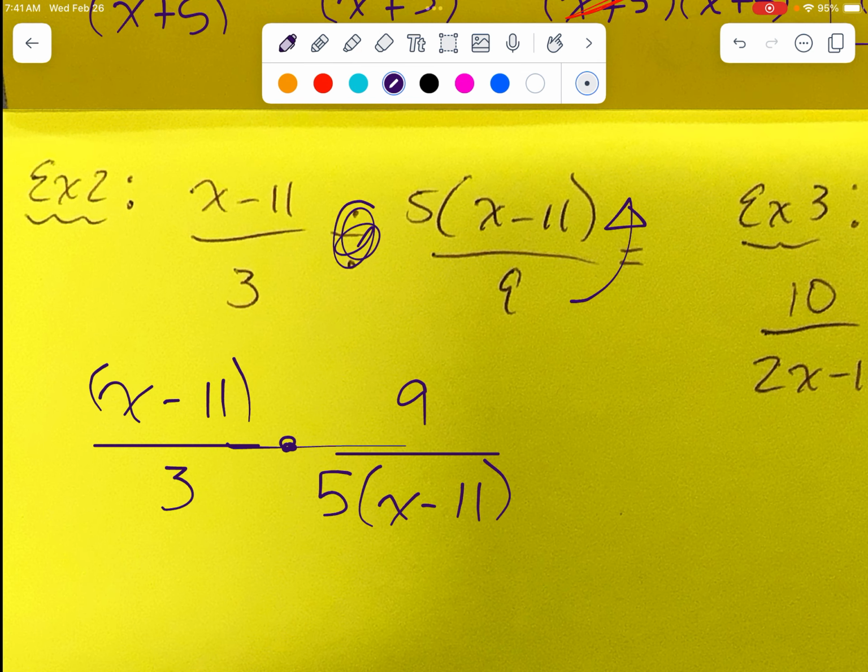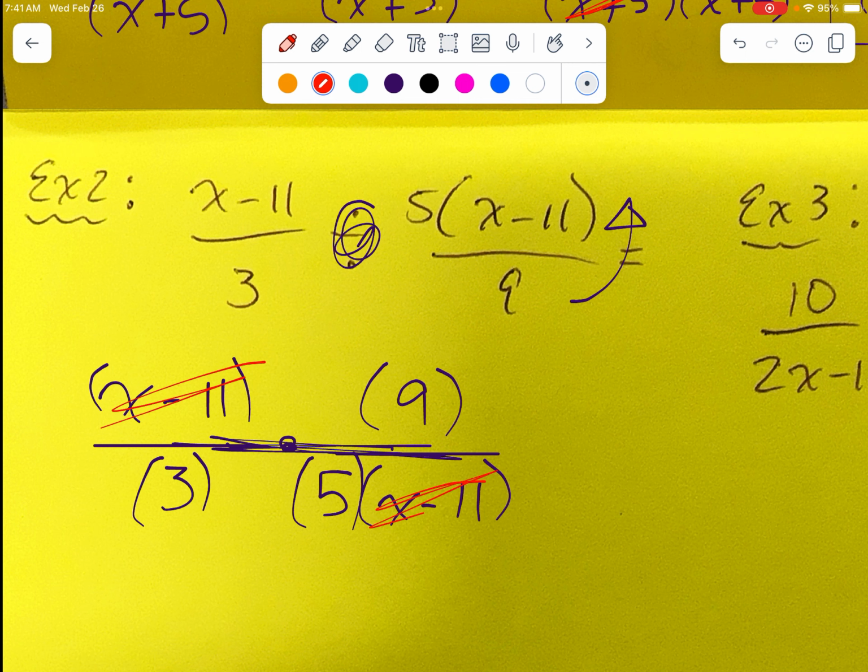And really at this point, if you wanted to, you could just create one giant fraction bar like this and just put everybody in parentheses. That way you don't have to rewrite everything. And then we just cross out our matches, right? We can cross out x minus 11. I can also reduce 9 divided by 3, right? 3 goes into 3 one time, 3 goes into 9 3 times, and that only leaves me with 2 things. That leaves me with 3 on top and 5 on bottom, and this would be your answer, 3/5.